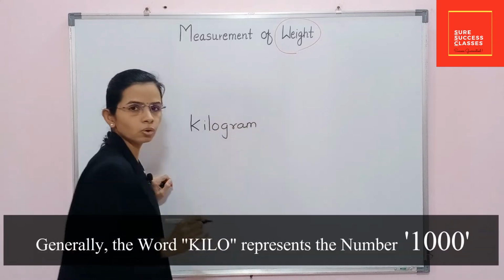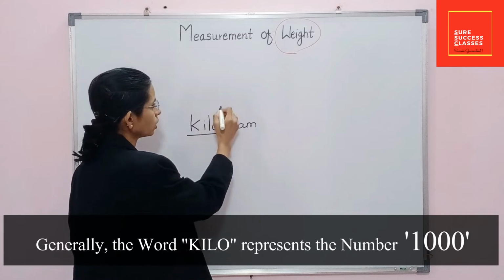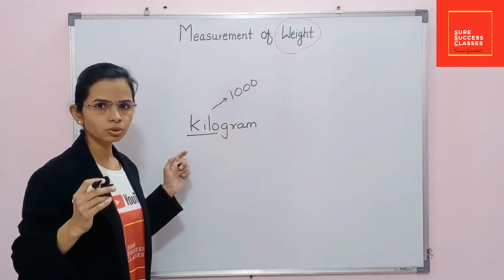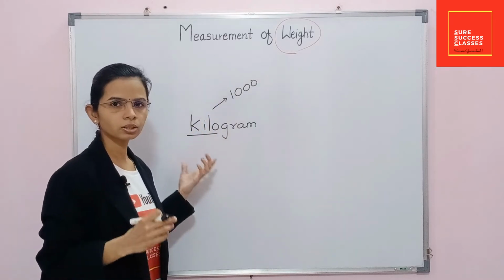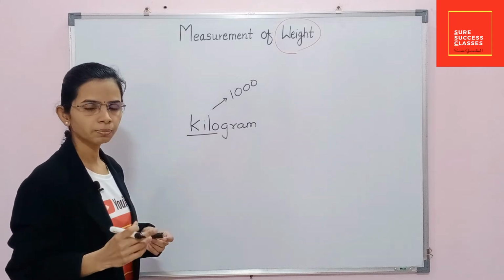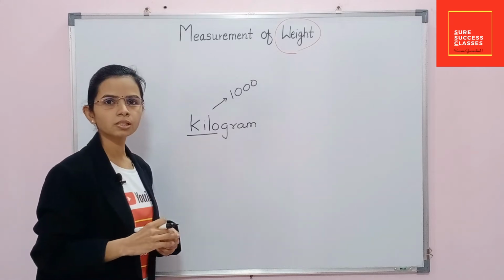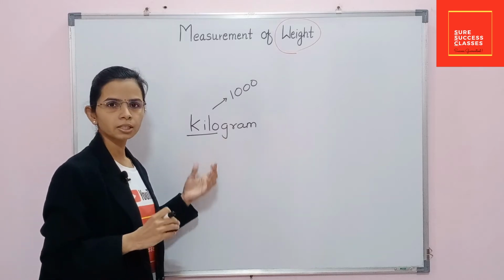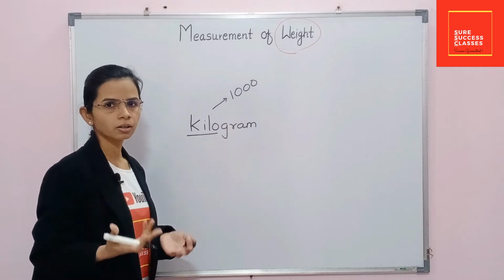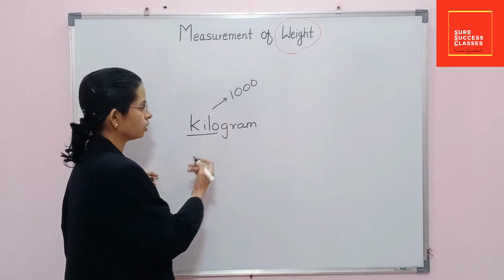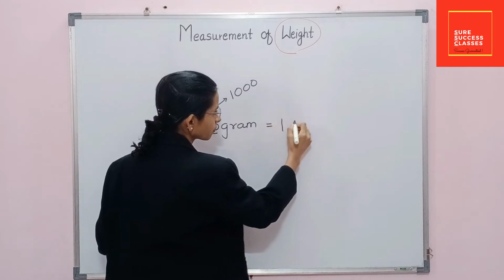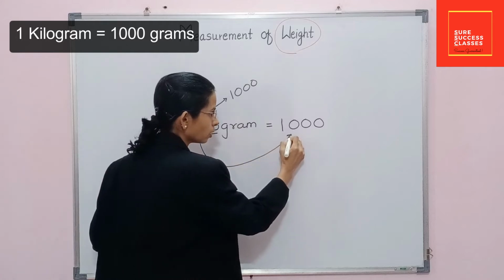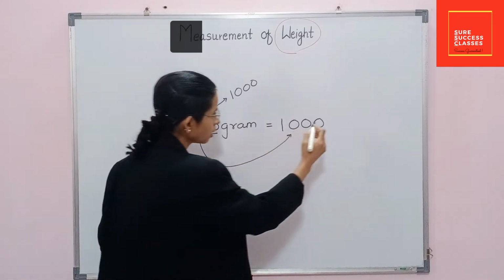Here, kilo means 1000. Whenever you come across the concept kilo or the word kilo, at that time you should keep in mind kilo means it is equivalent to 1000. Whether it is a kilogram or kilometer, it is equivalent to 1000. Here 1 kilogram is equivalent to 1000 grams.